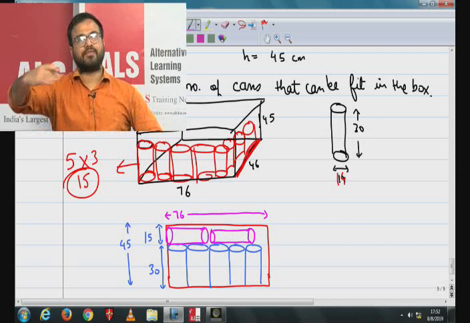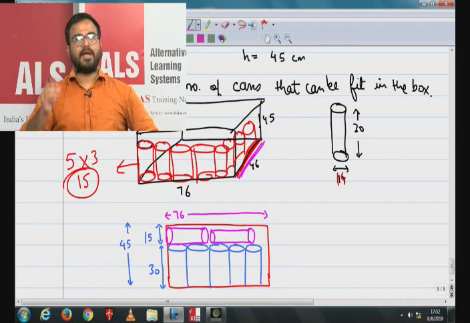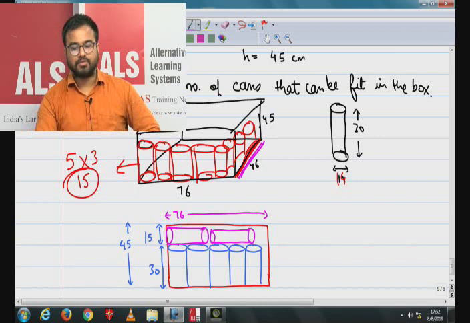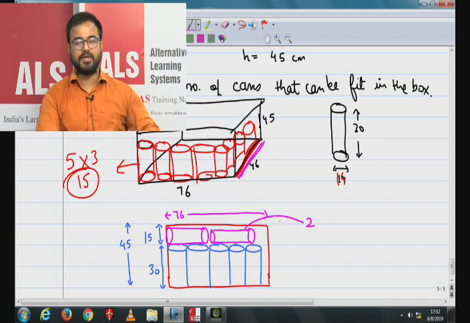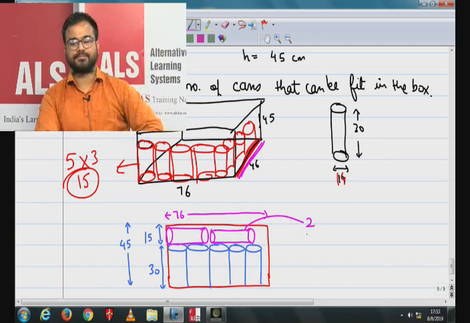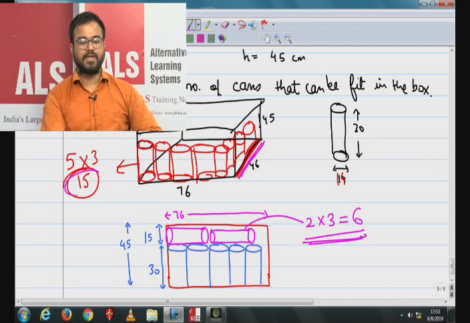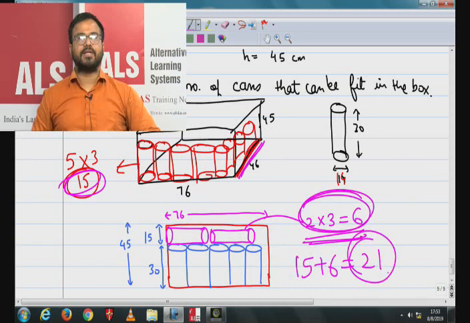Again, behind those 2 cans, how many cans can we put? The width is 46 and the diameter of the can is 14. So we can place only 3 cans because 14 times 3 is 42. So there will be 2 cans in one row and 3 rows, which is 6. So 15 from here and 6 from here. 15 plus 6, the maximum number of cans we can put is 21.